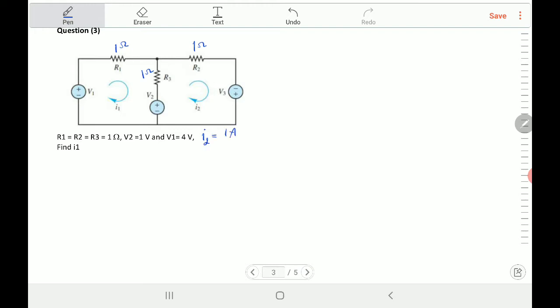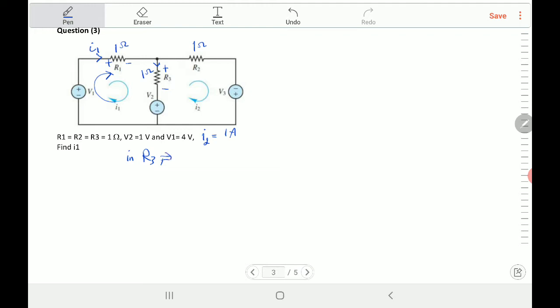In any case, even if the values are not given and we need to find the equation for I1, how can you find the equation for I1? All right, you will say that the current in R1 is I1, because I1 is going in this direction, so it's only I1. So I1 is going in this direction, so it will make a positive and negative voltage drop in this direction. But what is the current in R3?